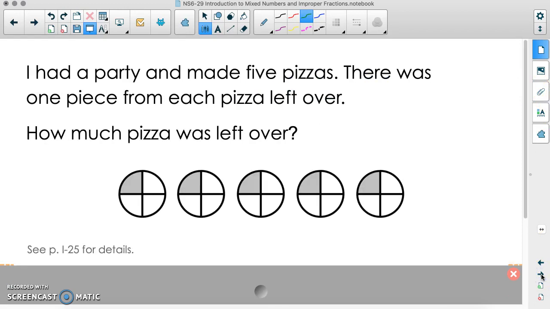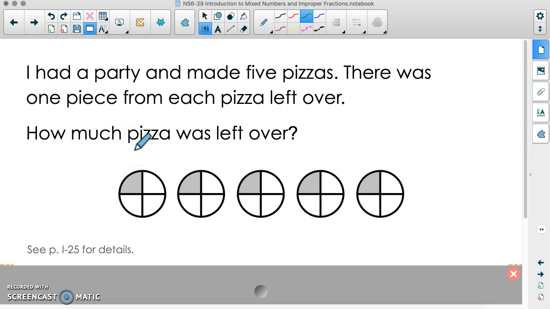So let's move on and try another one. I had a party and I made 5 pizzas. There was 1 piece from each pizza left over. How much pizza was left over? So first, we want to know how much each piece is. Each piece is 1/4 of a pizza.